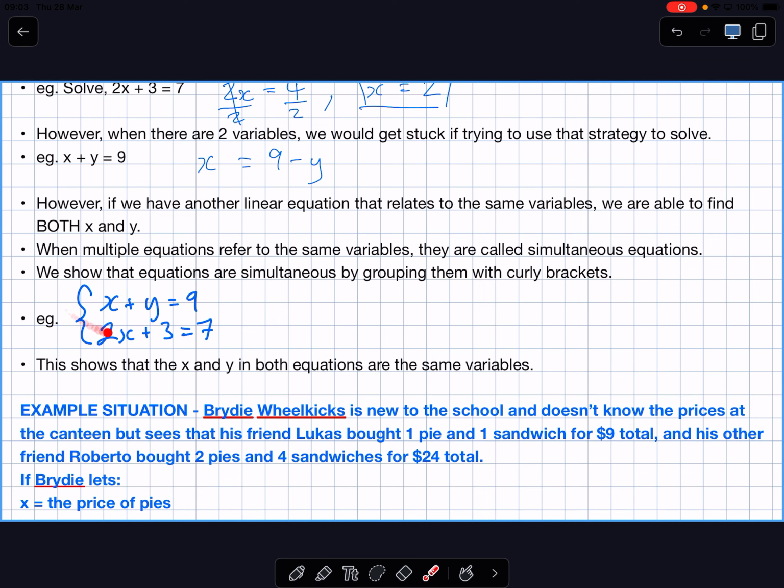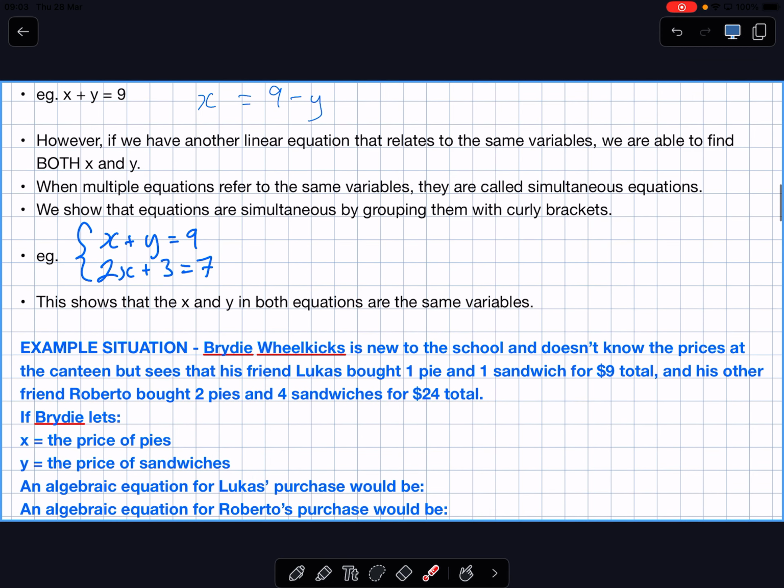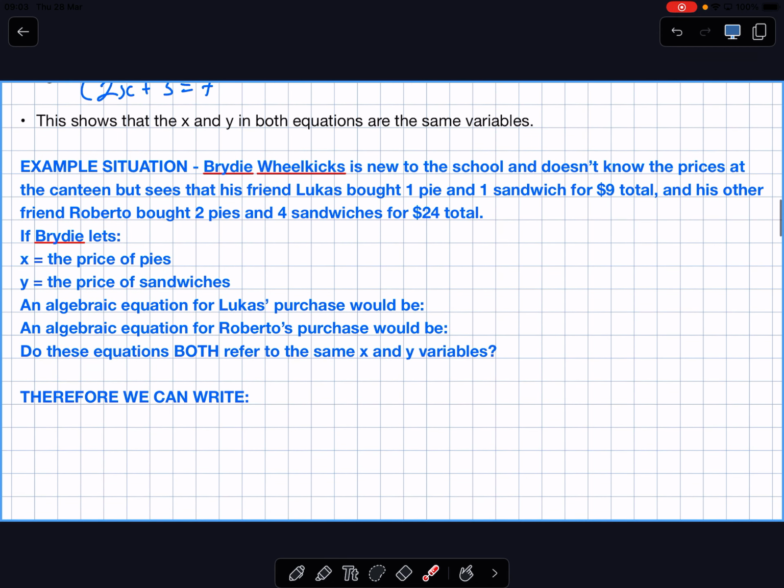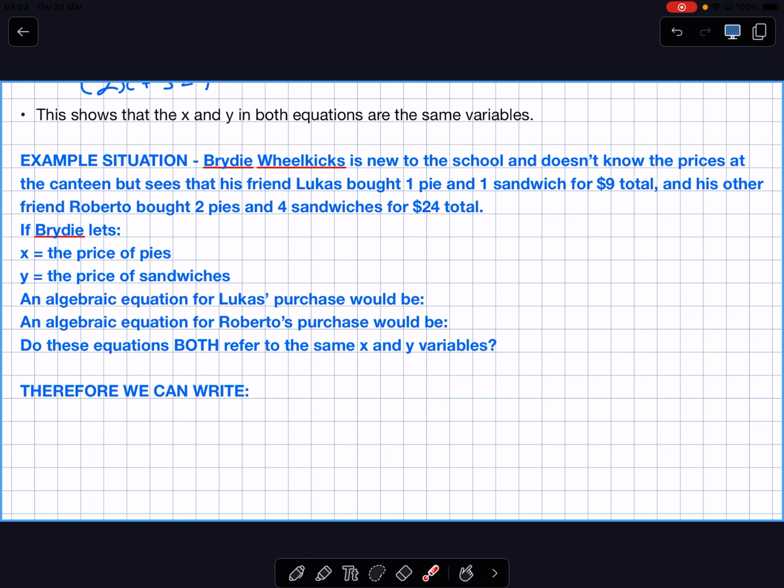So what does the curly brackets show? This shows that the x and y in both equations are the same variables. So to help you out, so that we can see the application of this, let's do an example situation. Bridie Wheelkicks is new to the school and doesn't know the prices at the canteen, but sees that his friend Lucas bought 1 pie and 1 sandwich for $9. And his other friend Roberto bought 2 pies and 4 sandwiches for $24 in total.